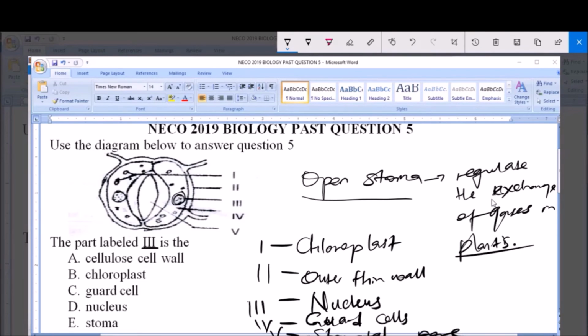But the question says the part labeled III is the nucleus. So option D is the correct answer.